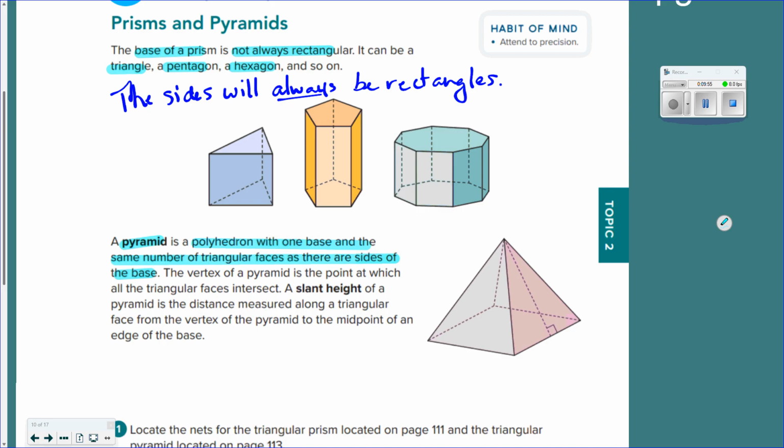What are the sides on a prism? Rectangle. What are the sides on a pyramid? Triangle. Those again, it's a big difference. The vertex of a pyramid is the point at which all the triangle faces intersect. In other words, this is your vertex.